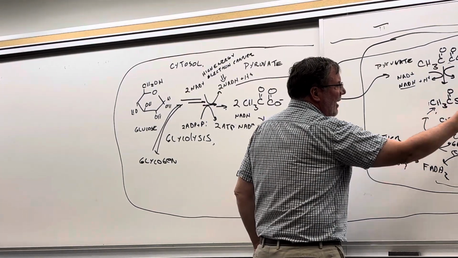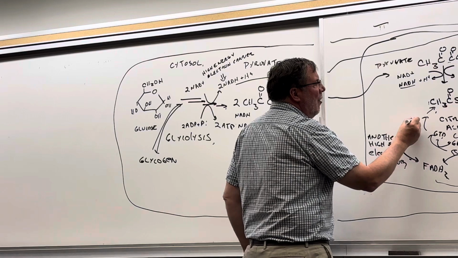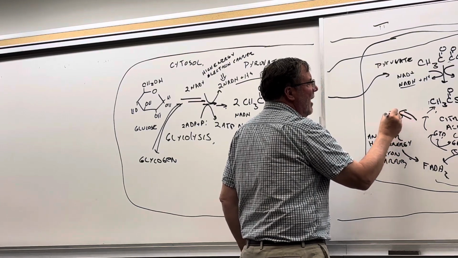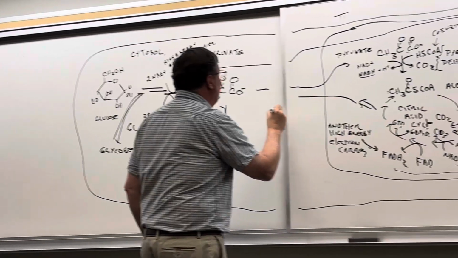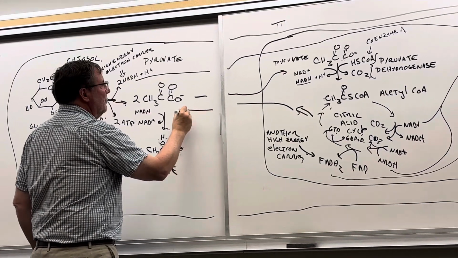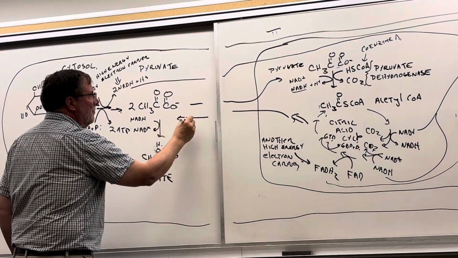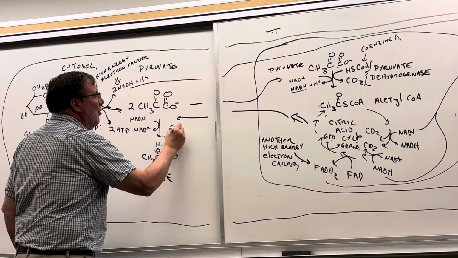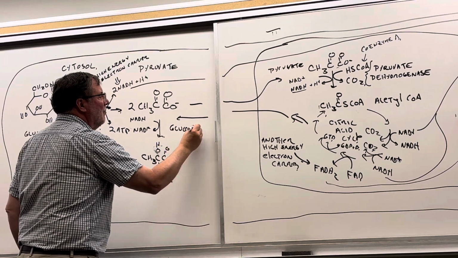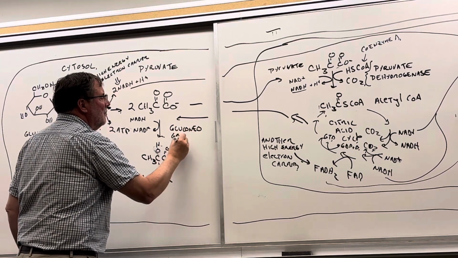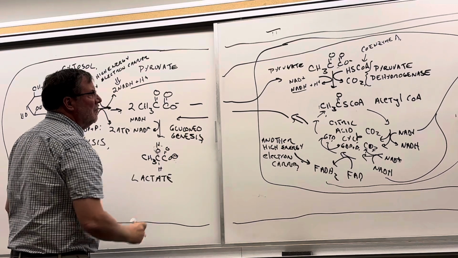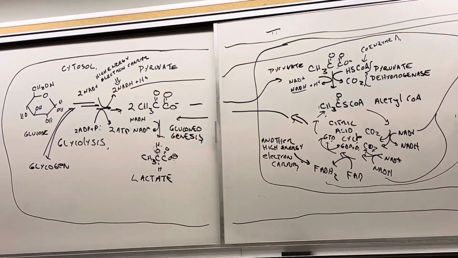Amino acids can enter the citric acid cycle. We can draw from those, and we can end up running this process in reverse. And that process is called gluconeogenesis. So we'll be talking about gluconeogenesis as well.